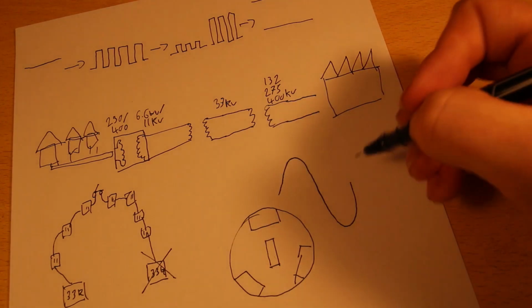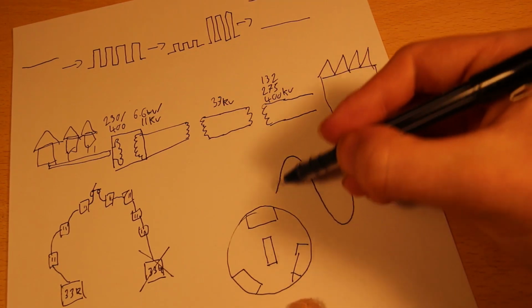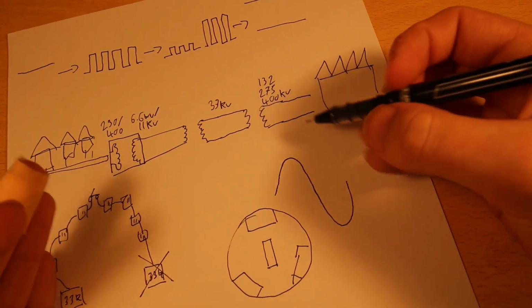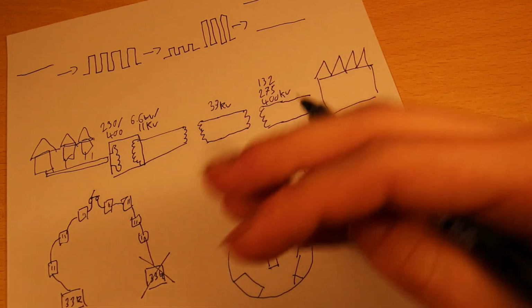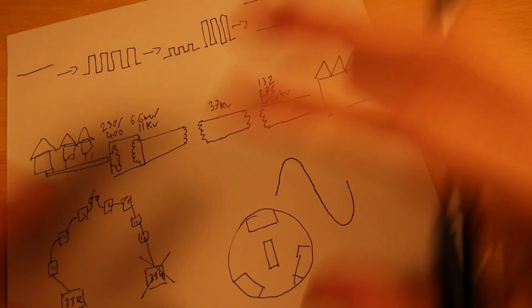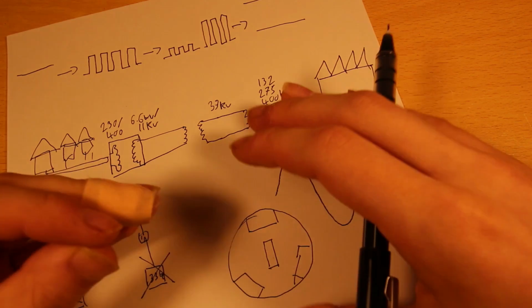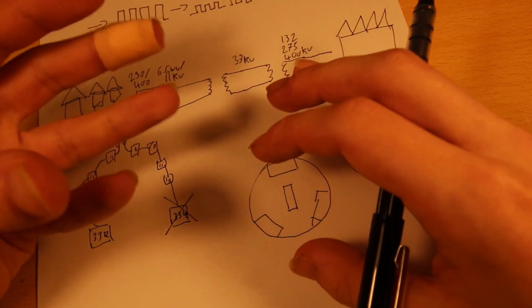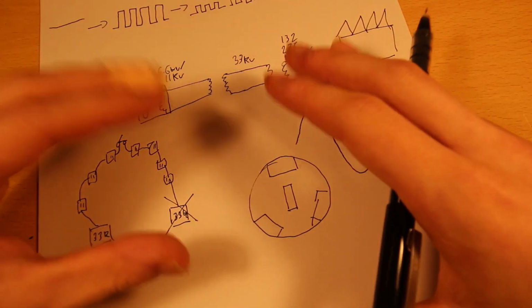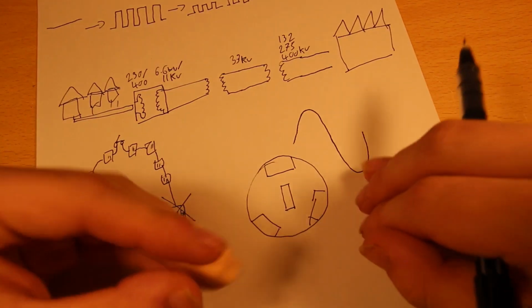So this is how it works. We get a waveform like this that's easy to generate, it's easy to change the voltages to send it long distances, and it's easy to use directly for things like old incandescent light bulbs, which is all they were using it for back when this system was built.